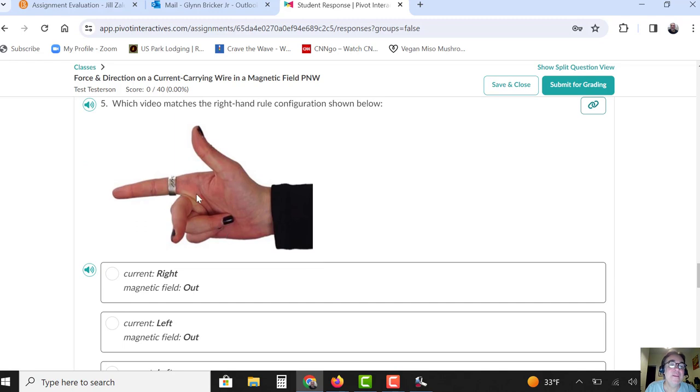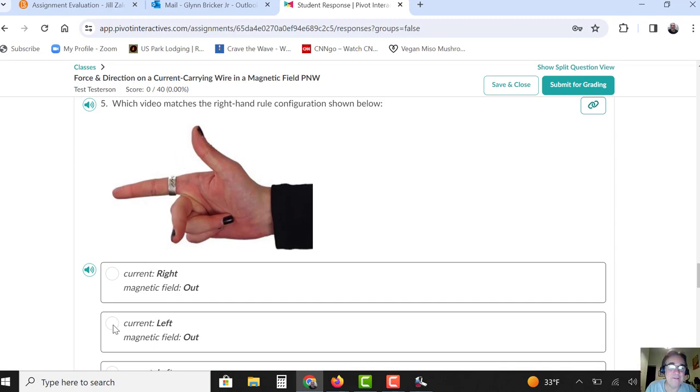So same thing. What is this actually telling you? Well, line these things up. So pointer finger is where the current is going. So the current is going to the left. Magnetic field in this picture is coming out at you. And then this would tell you the direction of the force. So current to the left, magnetic field out at you.